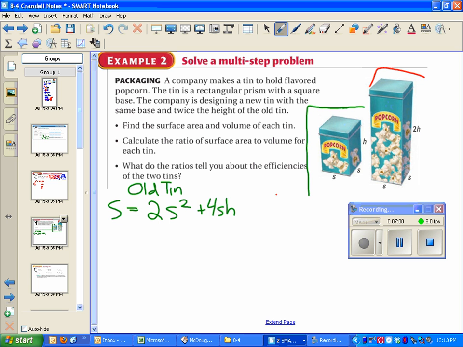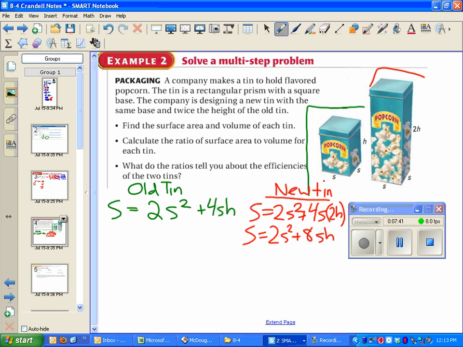The area of the new tin, surface area, same idea. So we still have the bottom and the top. The area is S squared, so we need 2 of those. So 2S squared. And then the area of the sides are a lot bigger. They doubled the height. So it's going to be 4 plus 4 and then S times 2H. Okay. So if I simplify that, that's going to be 2S squared plus 8SH.